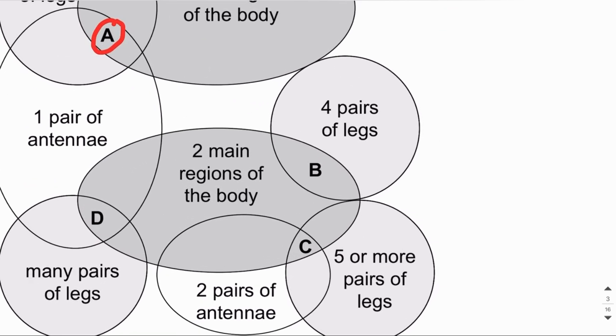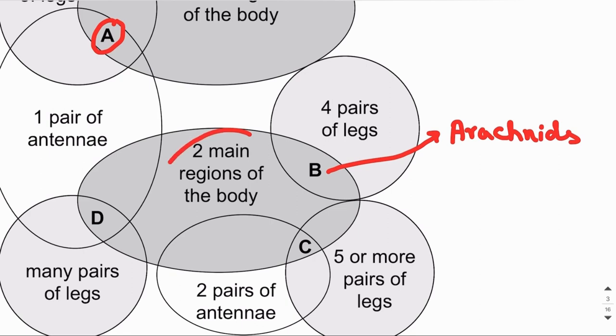Guys, if we talk about B, so four pairs of legs and two main regions of the body. So guys, if we talk about the two main regions of the body and four pairs of legs, this is a feature of B, is the feature of arachnids. So guys, arachnids basically have four pairs of legs, and the two main regions of the body in arachnids are the cephalothorax and the abdomen, right?